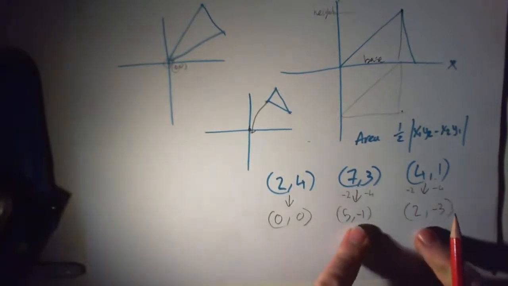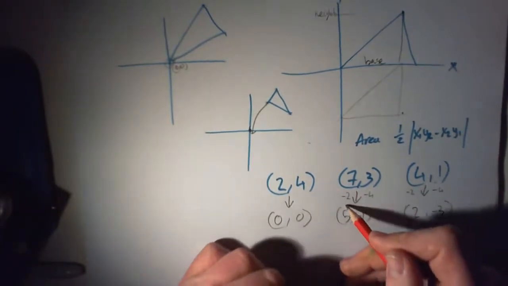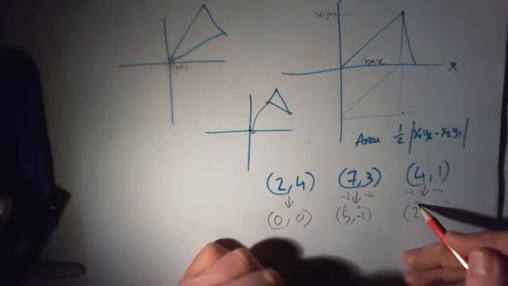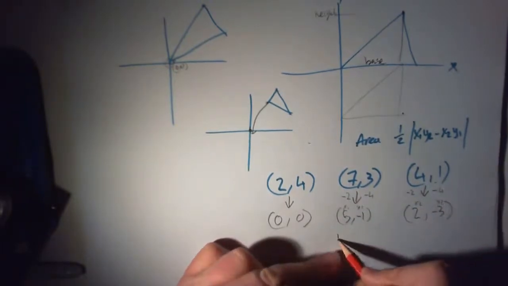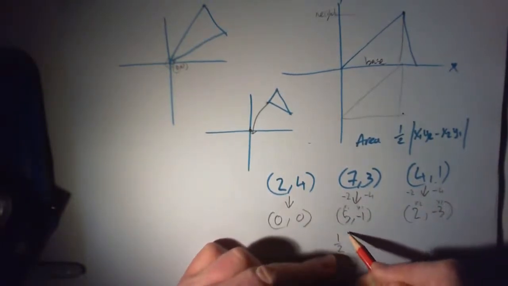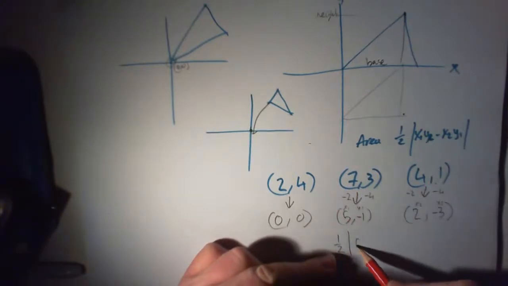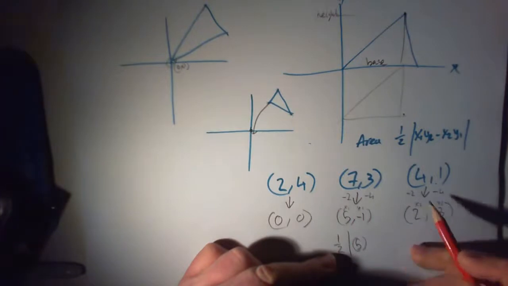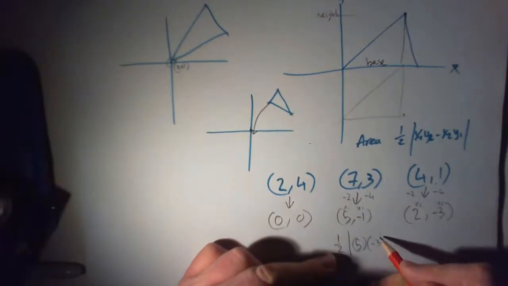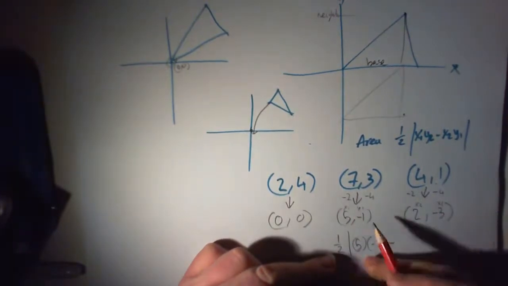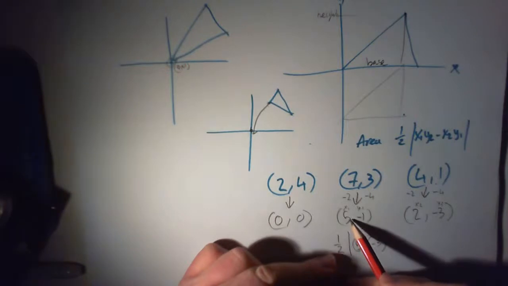So now suddenly I have x1, y1, x2, y2, half the absolute value of x1 by y2 minus x2 by y1.